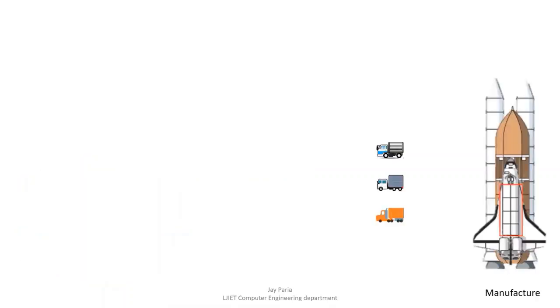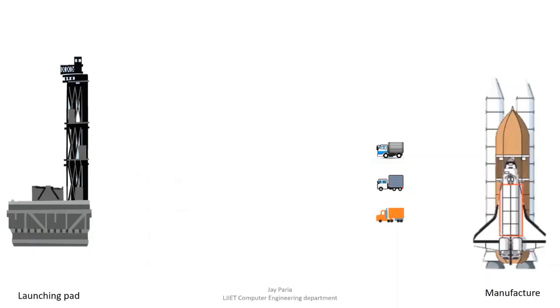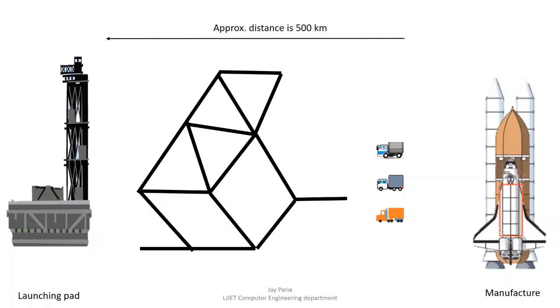So consider a situation where, at the manufacturing site, the space shuttle and its rockets are being made, and you have to transfer the space shuttle from its manufacturing place to the launching pad. Consider the distance between them is 500 km, and the route is also very complex. If we want to transfer the space shuttle and the rockets from the manufacturing site to the launching pad, it is very difficult.